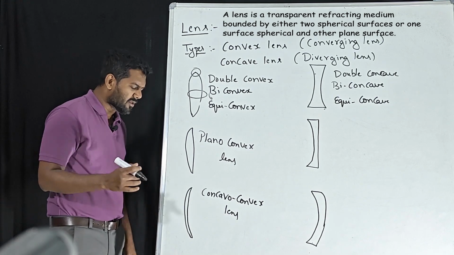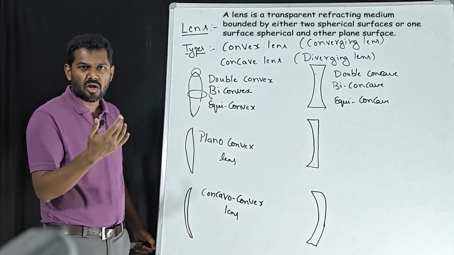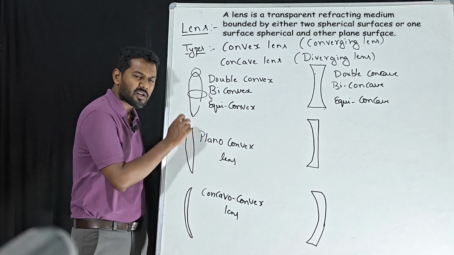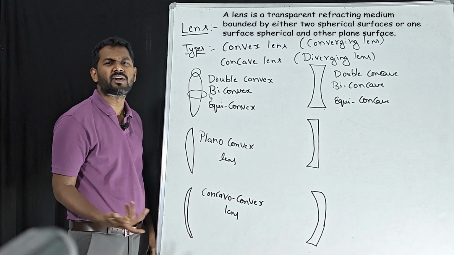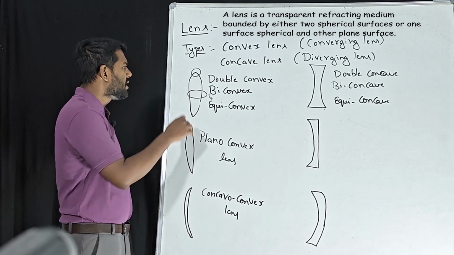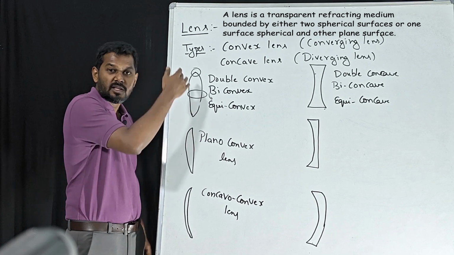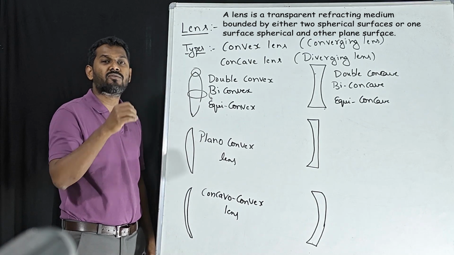Keep this in mind. Then if I have a convex lens, what is the nature of a convex lens? Converging lens, correct. But why do we have to use different types? Why do we have different types? Very simple answer. See, the spherical surface minimizes the angle of incidence.